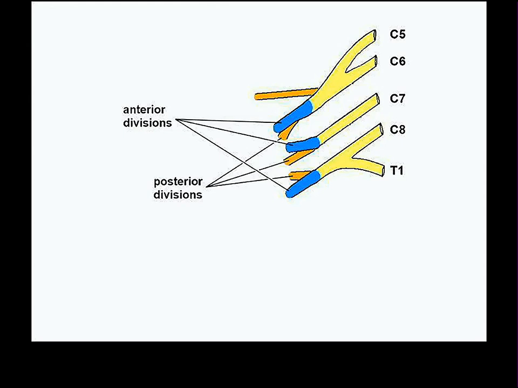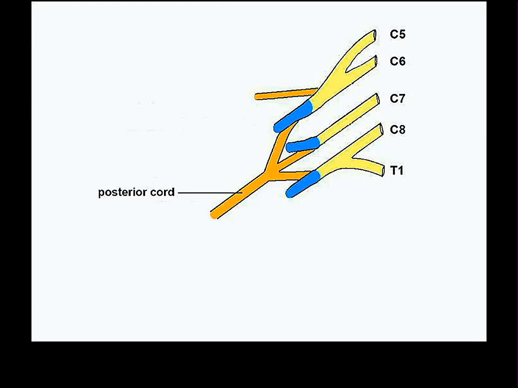And at that point now, they're not going to ever come back into contact with one another. Let's follow the posterior divisions. The 3 posterior divisions of each of the trunks join to form a single nerve bundle called the posterior cord of the brachial plexus.